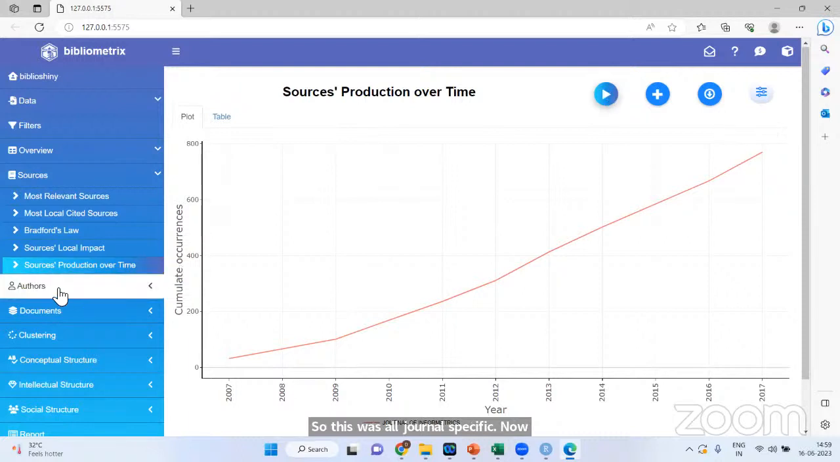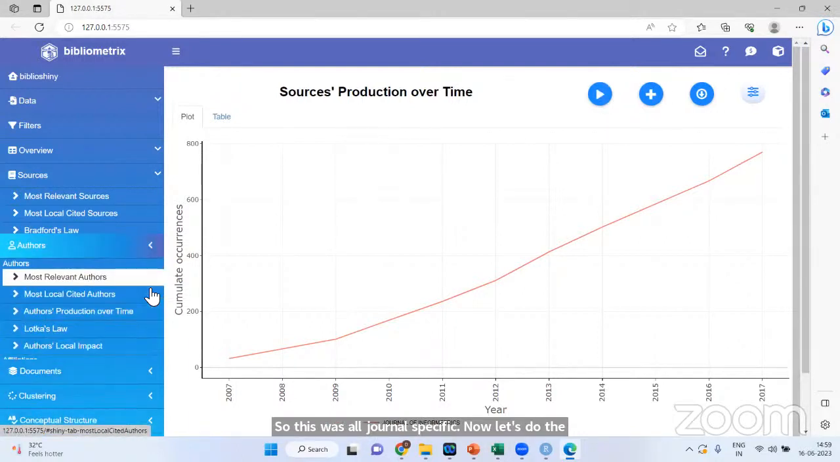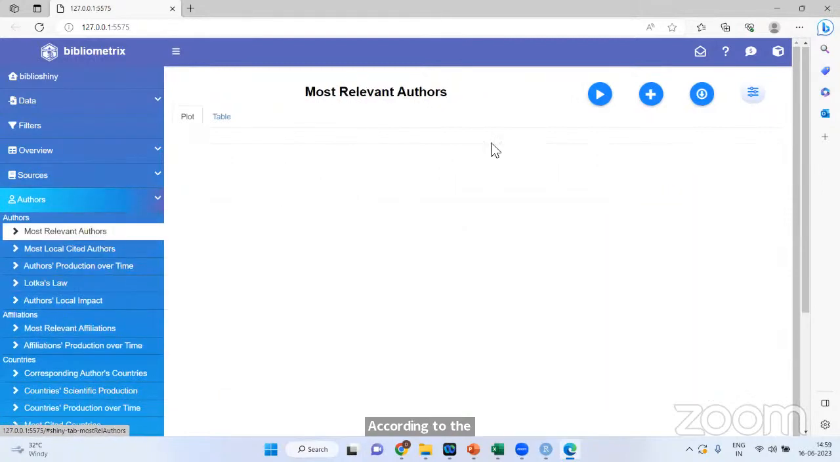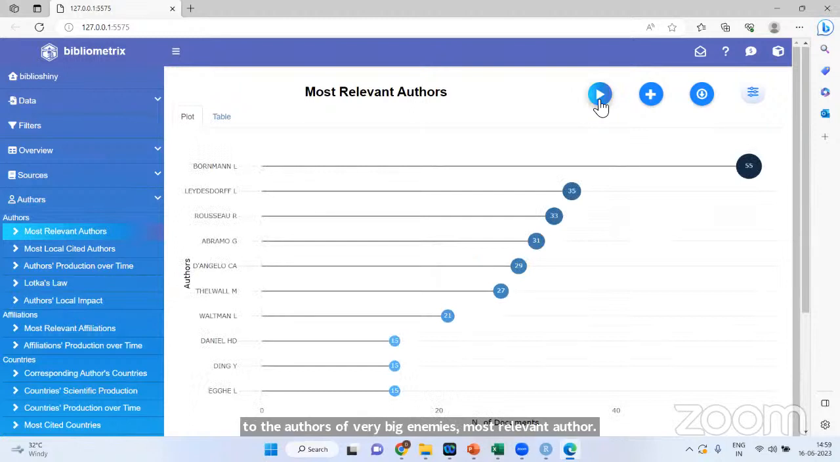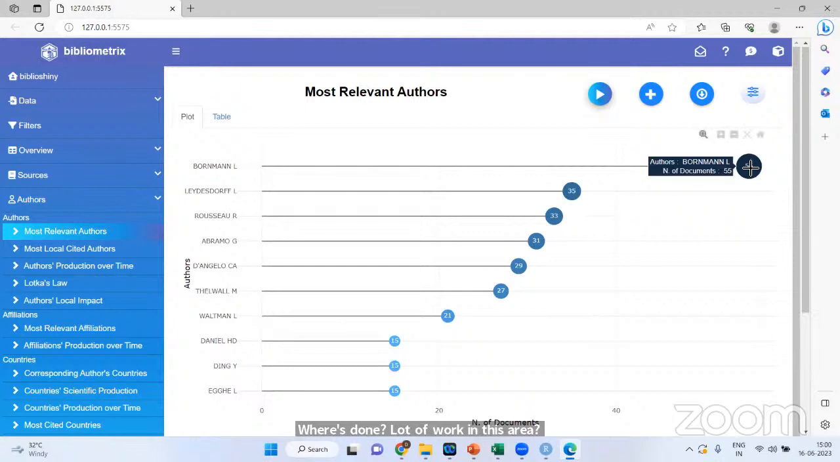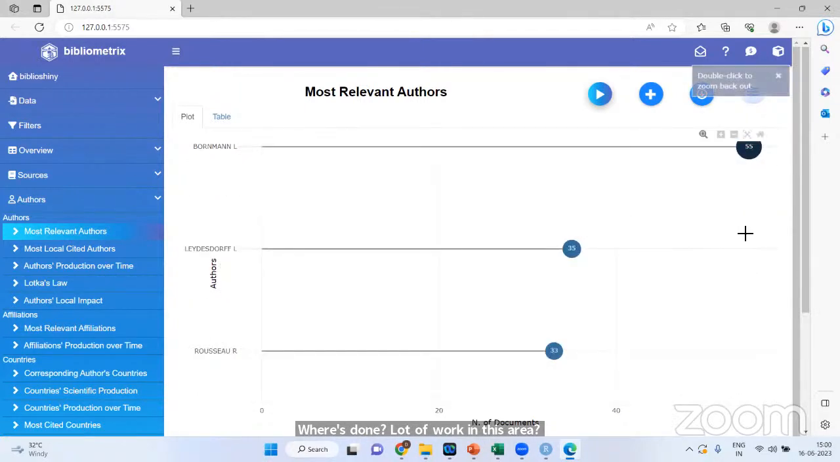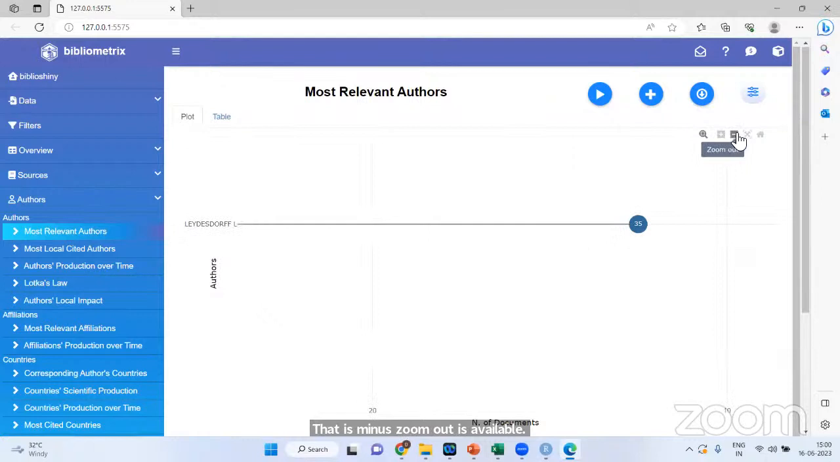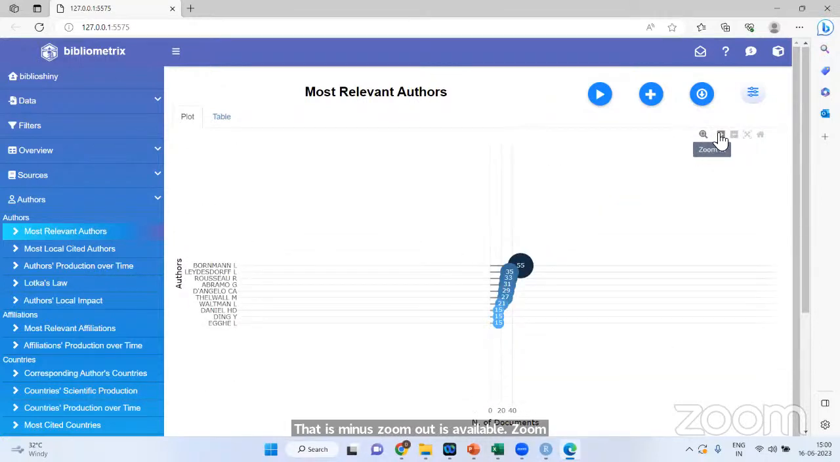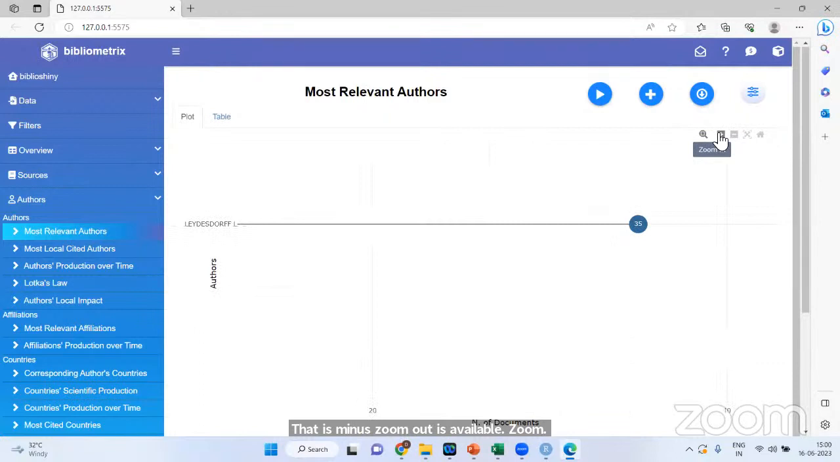Now let's do the analysis according to the authors, a very big analysis. Most relevant authors, who have done a lot of work in this area. You can filter this if you want. See, there is a zoom available, zoom out is available. All these facilities are available.